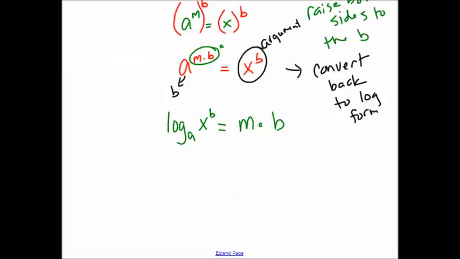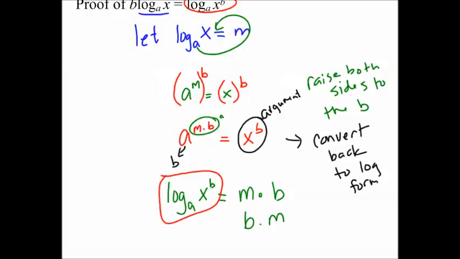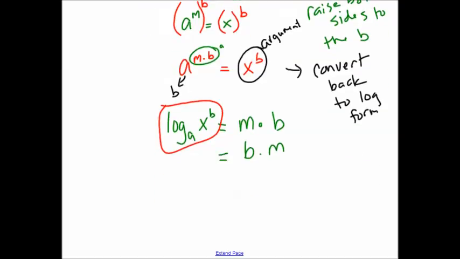And now you can see that this is the left or the right hand side, right? This is exactly the same as this, and we have m times b, but I'm just going to write that b times m because multiplication is commutative, we called m log base a of x. So I have now shown that log base a of x to the b equals b times log base a of x. All right, now that we have those proved, let's use them.